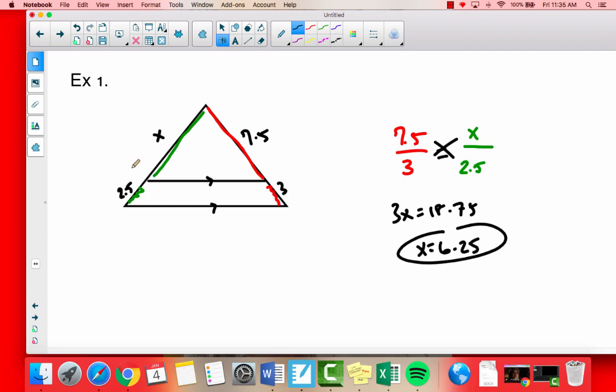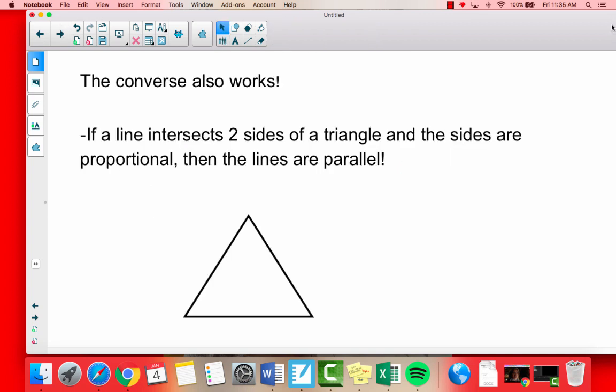So it's just proportions, just like we've done before. We're just using different parts of the triangles using the concept of a parallel line. All right. Now, the converse of that also works. So converse, remember, is kind of like the opposite or the reciprocal.